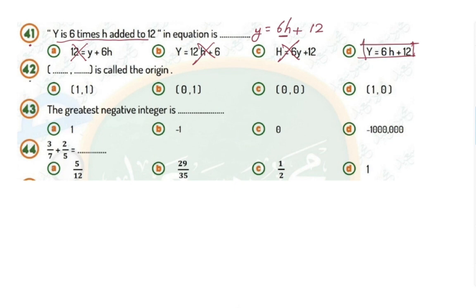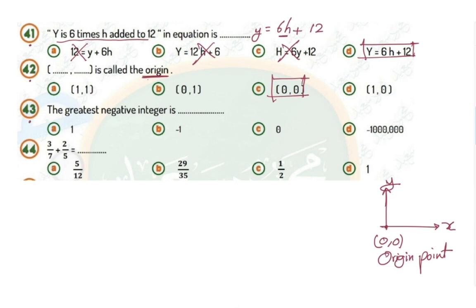Okay, next point 42. We have two blanks here: the ordered pair is called the origin. What's the ordered pair of the origin? Of course, it's 0 and 0. Don't forget that when you have the x-axis and y-axis, we have a point here, 0 for x and 0 for y. It's called the origin point.